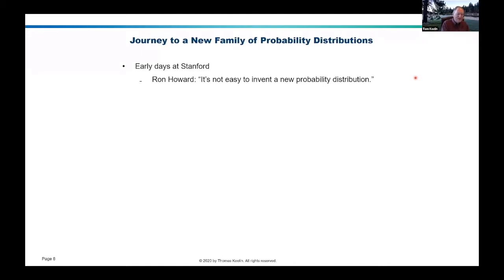But in the early days when I was working on my PhD, I remember a statement from my thesis advisor, Ron Howard. He just made a quip one day: it's not easy to invent a new probability distribution. I inferred from that maybe he had tried to do so. It never occurred to me, but it just struck me as, I wonder why it's not easy. Well, boy, now I know.